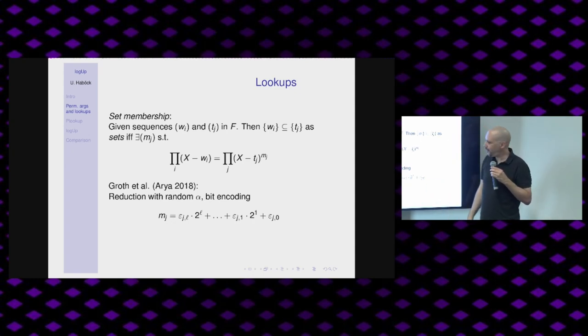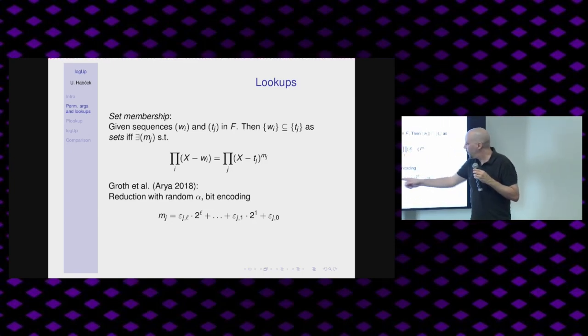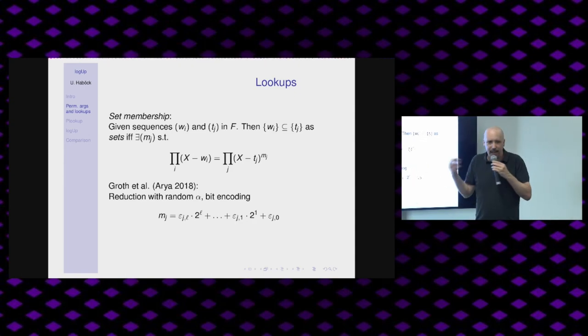instance-wise, and then you prove these powers of two are put together using the powers of two of the table roots, and you prove they can be pre-computed.